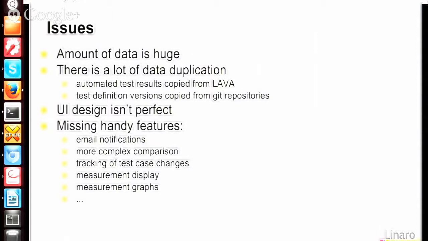So I guess I need to either find a way to reduce the amount of data, or pull the data directly from the LAVA database, or fix it somehow. There is a lot of duplication, as automated tests are pulled from LAVA. So basically there is a copy.